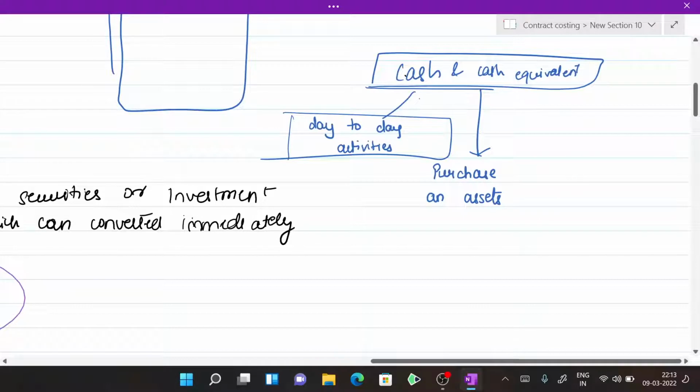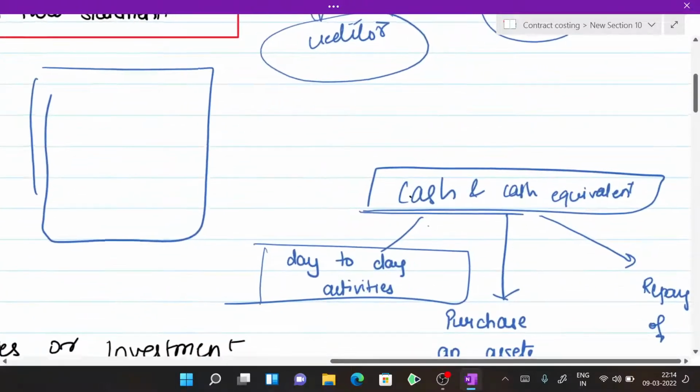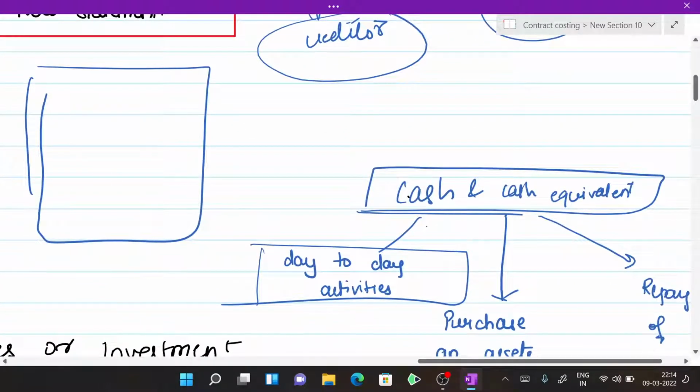Right? Then we use it for our repayment of loans. Then और किसी चीज के लिए यूज कर सकते हैं कैश एंड कैश इक्विवेलेंट. And where this cash comes from: it can be from loans, it can be from sales of a business, then it can be by issuing our equity to the shareholders, because the cash flow statement is applicable to the company.